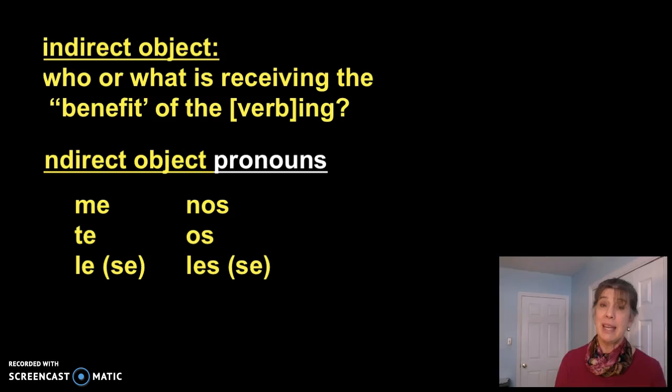So my choices for the pronouns there to say I threw it to him or her would be me, te, le, nos, os, les. Now I've included se here. We're going to see that sometimes the le sort of wears a Halloween costume, but it's still an indirect object pronoun. So you'll see that in just a minute.